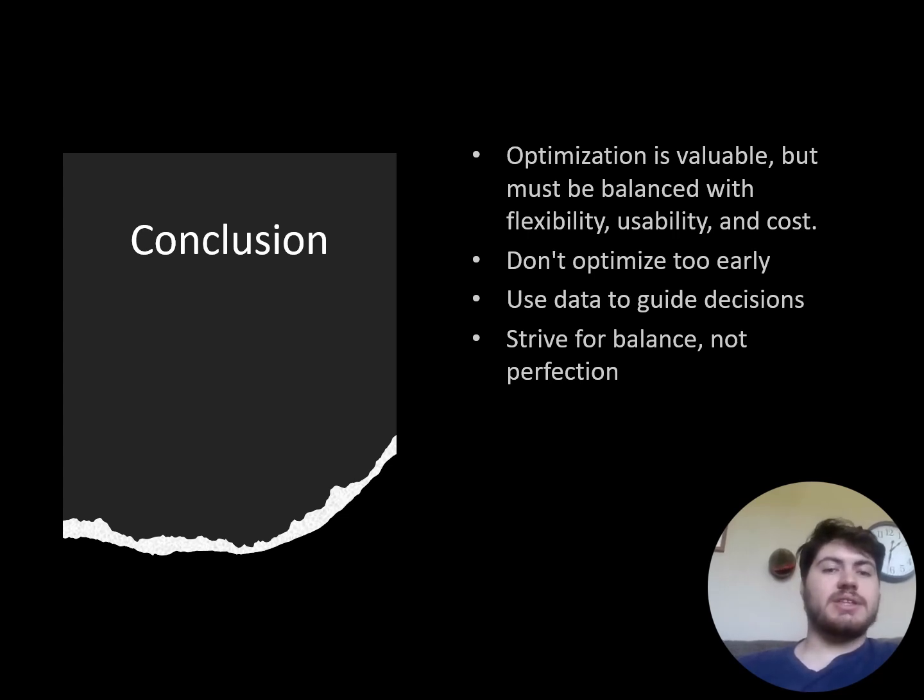And you should always let data lead the way. Real metrics and performance indicators are how you know if an optimization is actually helping. In the end, the goal isn't perfection. The goal is balance, making systems work better, not just faster.